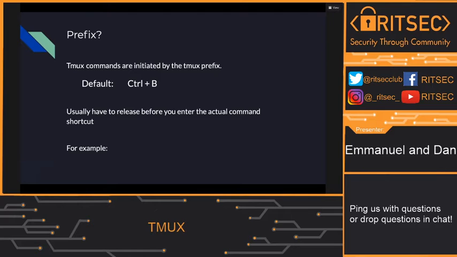Before we get into any of the actual functionality, you're going to need to know what a prefix is, because every single TMUX command that I know of, when you're invoking it with a keyboard shortcut, involves the prefix followed by the actual command character. The prefix is by default Control B. So you do Control B, wait a microsecond, and then press the command.